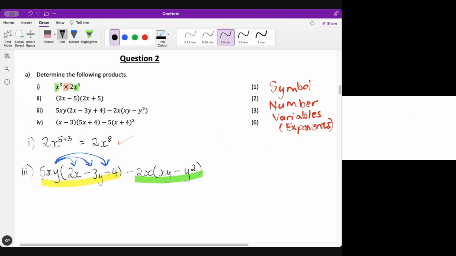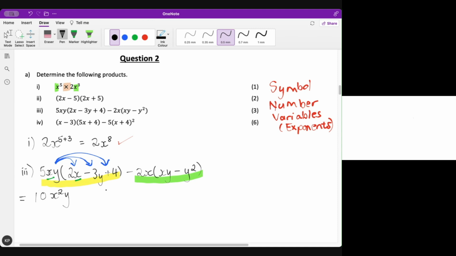Okay, so again, we're still using symbol, number, variable. A positive and a positive means my first term is positive. Let's go to the number: 5 times 2 is indeed 10. Then we have 2 different variables, an x and a y. You treat them as different variables. Don't mix them up, guys. Let's look at the x's. How many x's do I end up with? I have 1 there and 1 there, so I end up with x squared. But there's only 1 y, so it's just y.